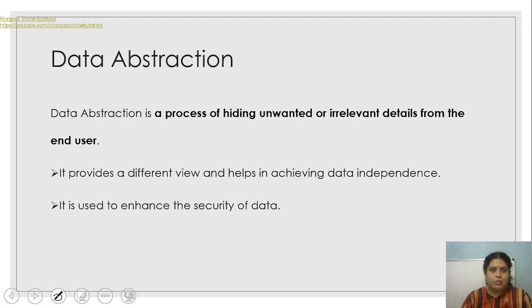What is the use of data abstraction? It helps to provide a different view and helps in achieving data independence. I'll explain to you what is data independence. And it's also used to enhance the security of the data. Enhance means to make it more secure, to make it more safe. The data has to be safe from unwanted people. It should not be accessed by everyone. So for this, data abstraction is absolutely necessary.